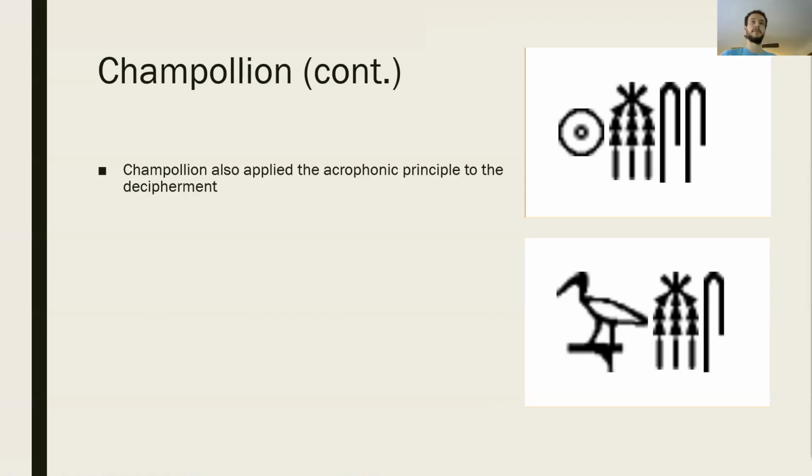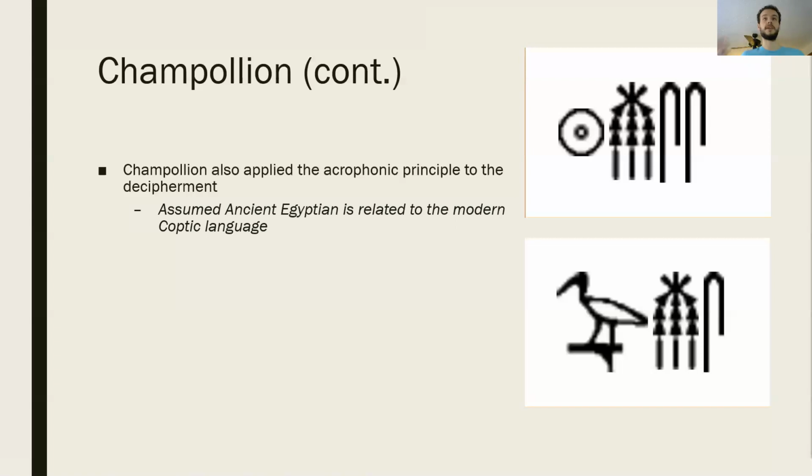And that's what that symbol represents. So he made an educated assumption that the ancient Egyptian language is related to a language that is spoken in the area prior to the arrival of Arabic-speaking people. So he assumed that ancient Egyptian is related to the modern Coptic language, and that's how he started this process of using the acrophonic principle to decipher these symbols.